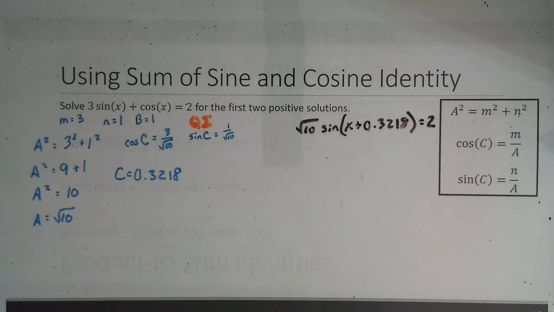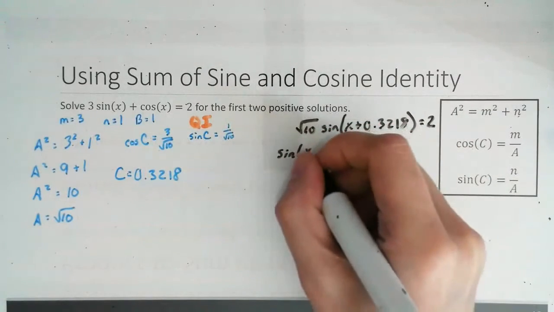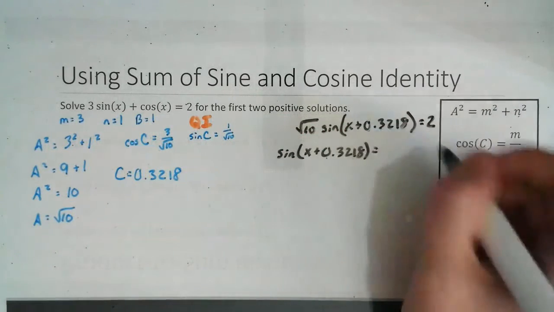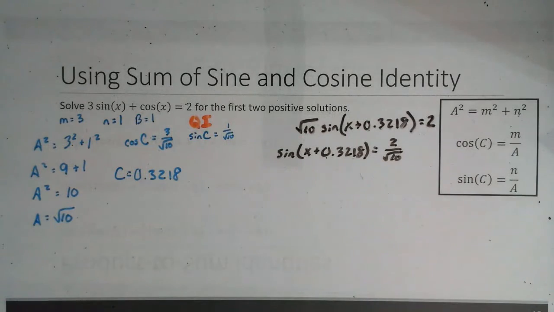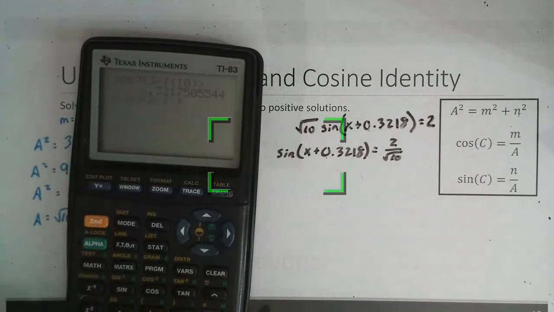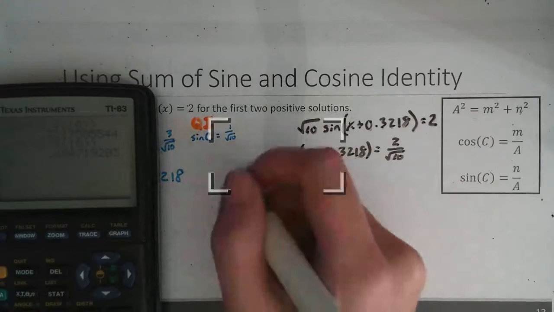This takes us back to the last unit when we were solving these things. We want to get the sine by itself so that we can get closer to that x. So I'm going to divide both sides by the square root of 10. And we get the sine of x plus 0.3218 is equal to 2 over the square root of 10. And that is when I inverse sine both sides. The inverse sine of 2 divided by the square root of 10 is equal to that fun stuff.